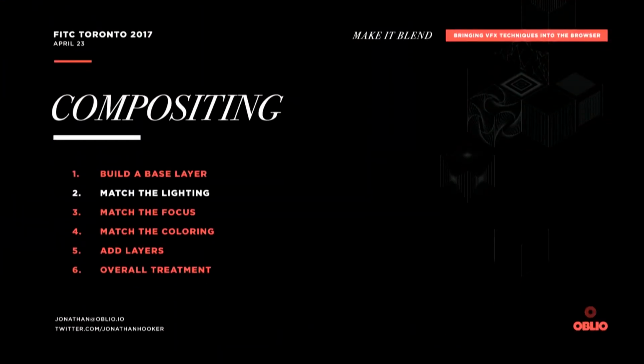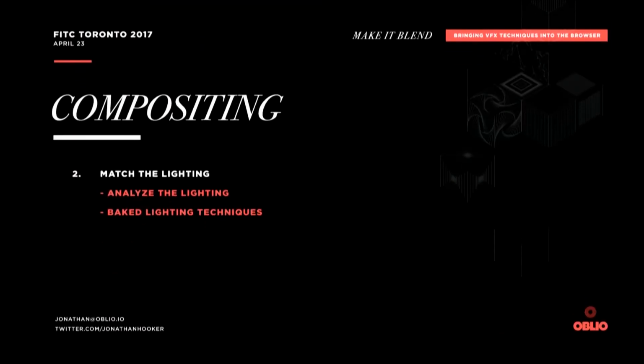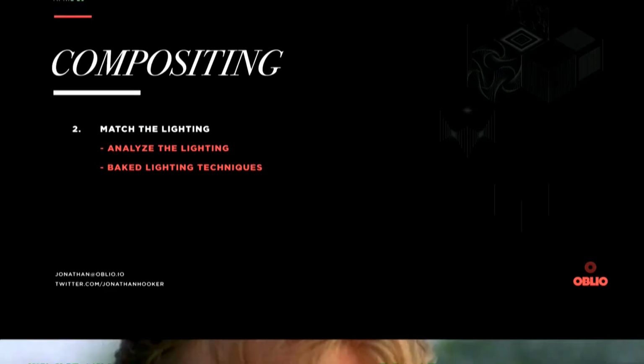So once you have your base layer, I'm not going to talk about the modeling and the texturing. Let's just assume you also now have the thing that you want to insert in. You've got to match your lighting to the scene that you're putting them into. So I thought a fun little thing that we could do here is analyze the lighting of some images and talk about where the light is coming from.